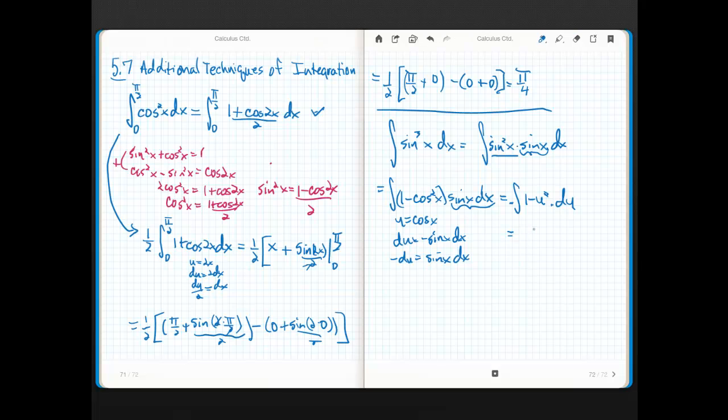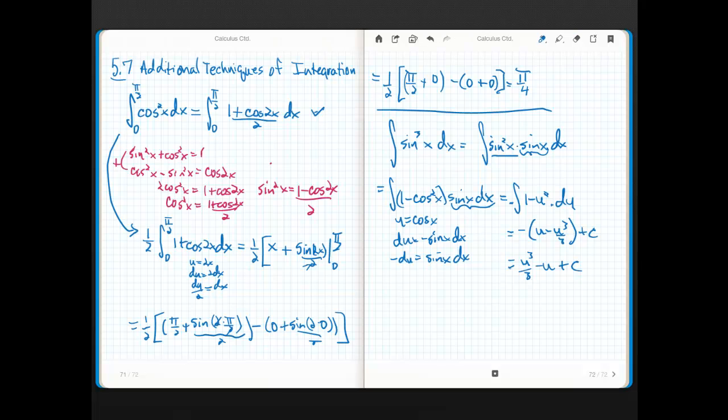Now this guy is easy to do, but I do have to be a little bit careful. Negative, this is going to be u minus u cubed over 3, plus c, because it's an indefinite integral. Let's not be too hasty. So this ends up being what? u cubed over 3 minus u plus c. And I'm done, right? Wrong.